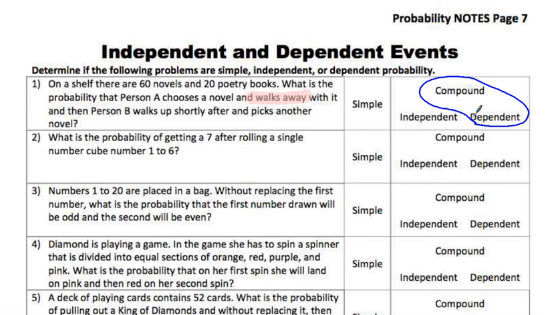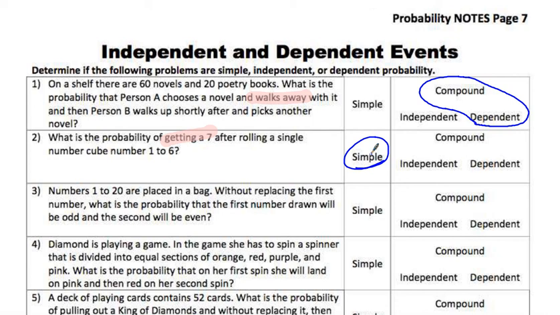Number 2, what is the probability of getting a 7 after rolling a single number cube numbered 1 through 6? So all I want to do is get a 7 on 1 number cube on 1 roll. In this case, that is simple probability. One thing is happening. Simple.